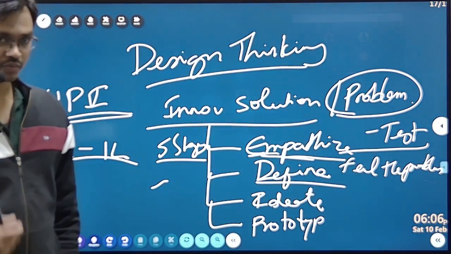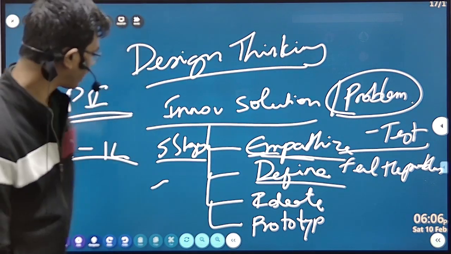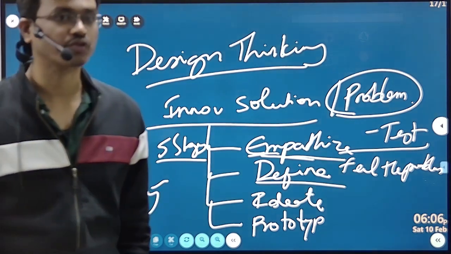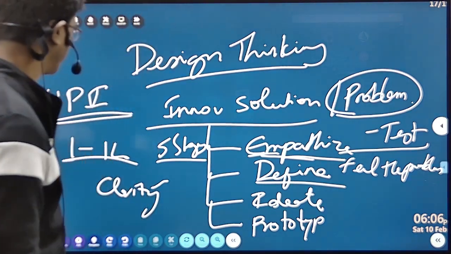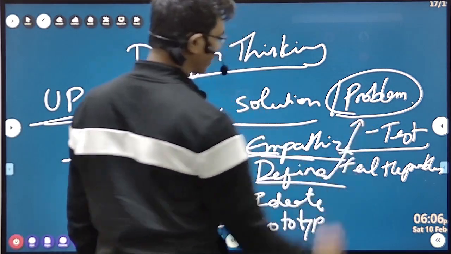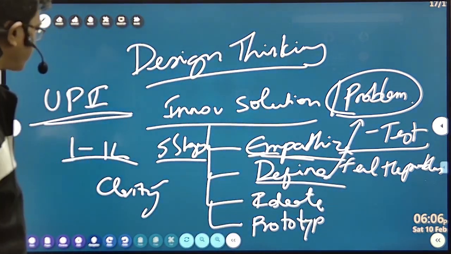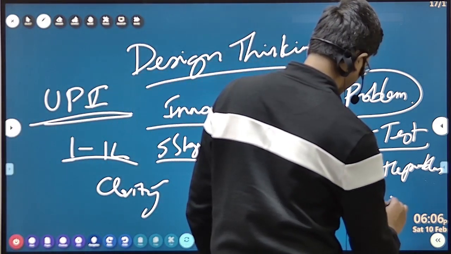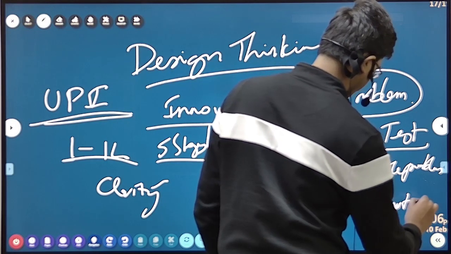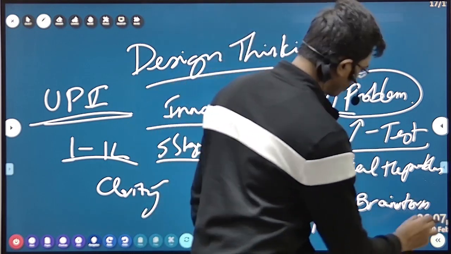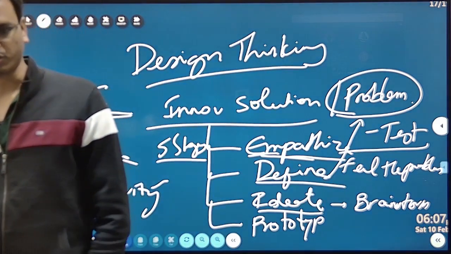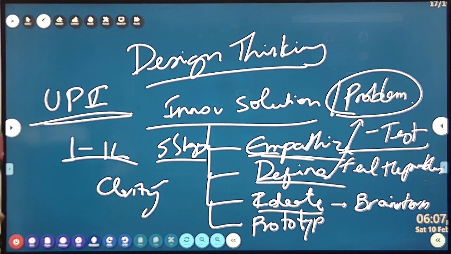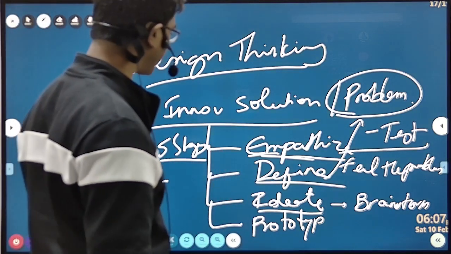And then define the problem correctly. If you do not have clarity of what you're trying to solve, then you cannot solve it. You have to know what problem you are solving. And then ideate. Ideate is brainstorm. What can be a solution? You have to come up with different kinds of solutions. How can we solve the problem? You can have bank transfers, you can give checks or something. You have to come up with different ideas.